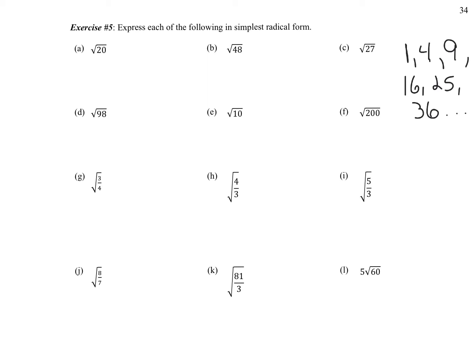So when I look at 20, I know that 20 is 4 times 5. Now, 20 is also 2 times 10, but 2 and 10 are not on my perfect square list, so I would never use them in this case to break it up. So basically, I just break up the square root into the square root of 4 times the square root of 5. The square root of 4 is 2. So this simplifies to 2 radical 5.